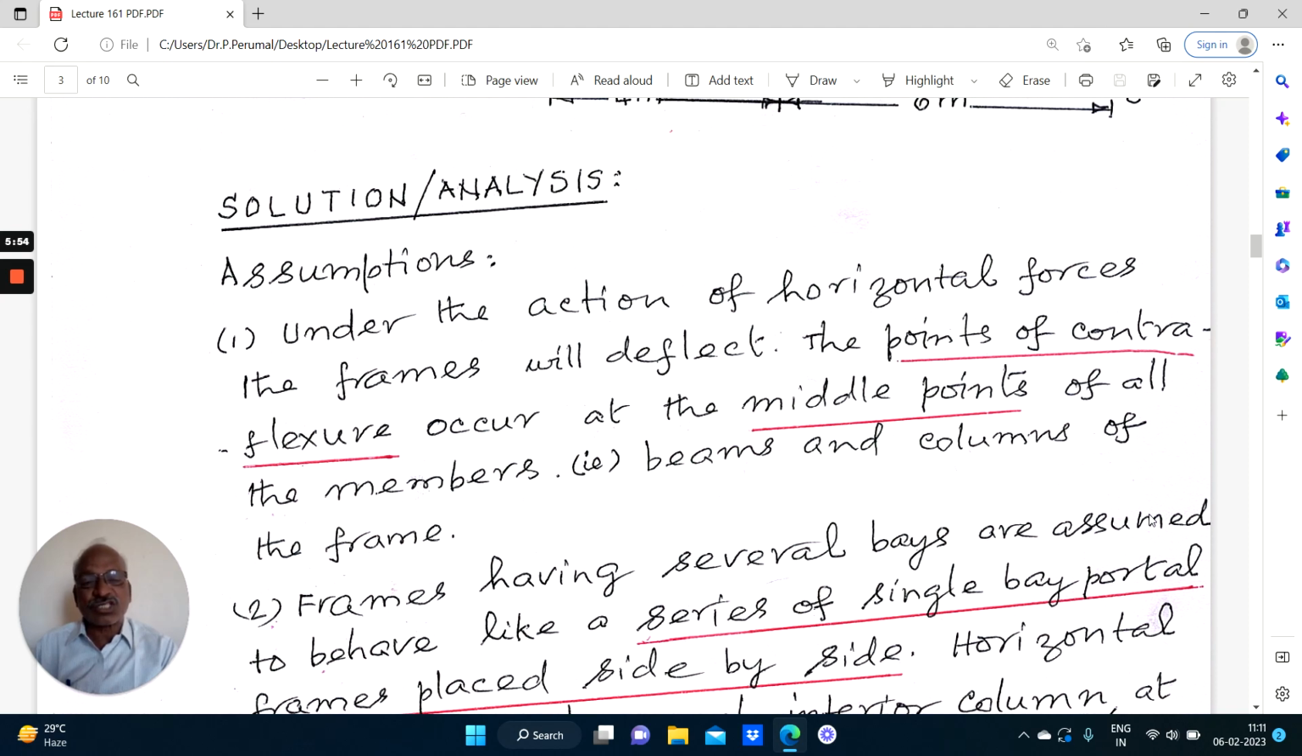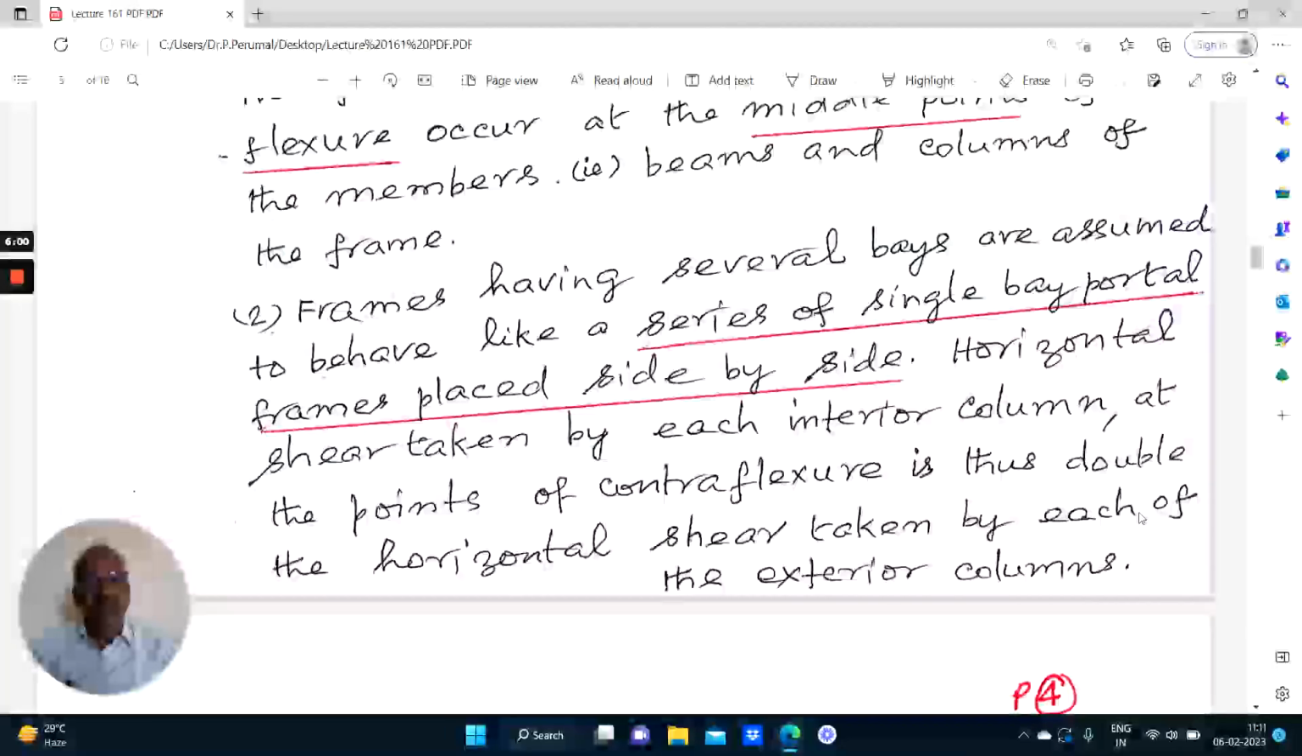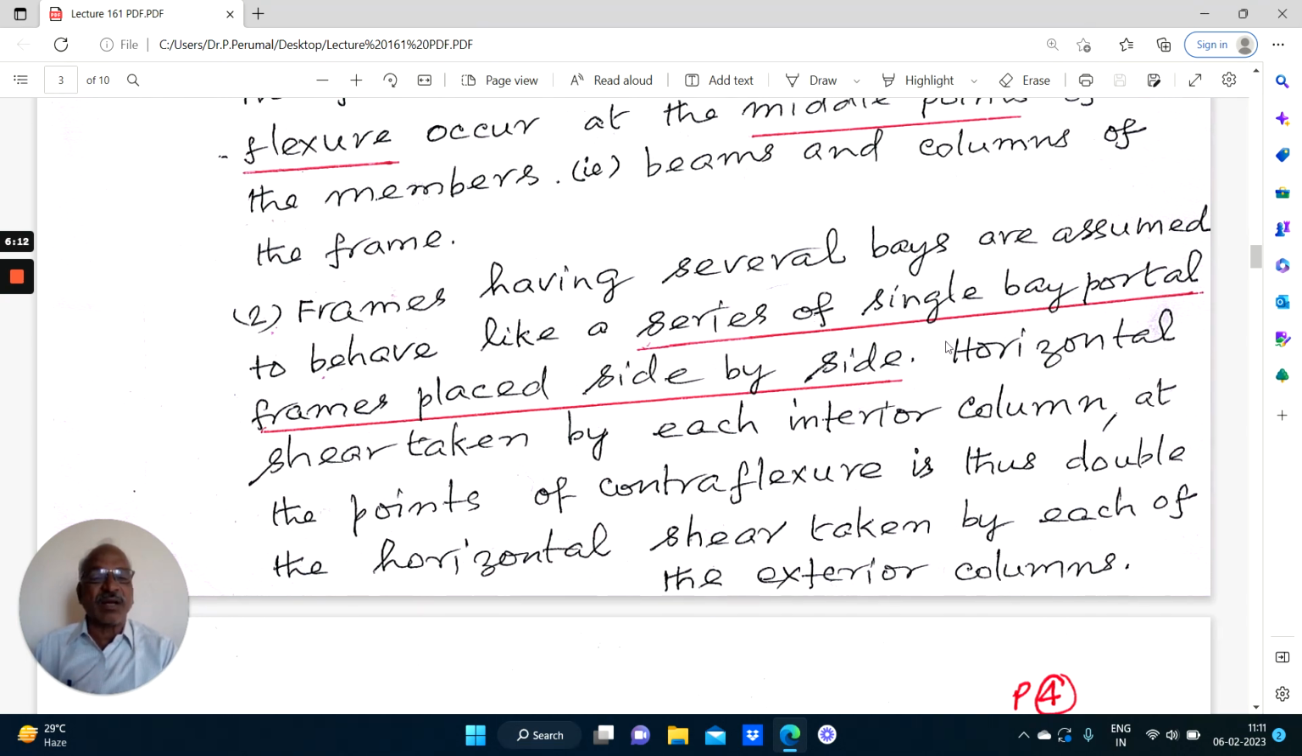That is assuming the hinges at the midpoints of beams and columns. Second assumption, this is another important assumption. Frames having several bays are assumed to be behaving as a series of single bay portal frames.